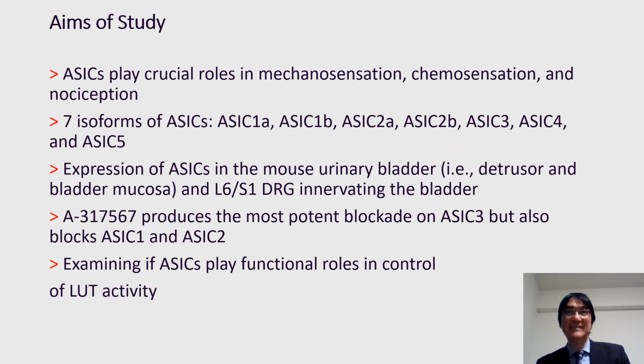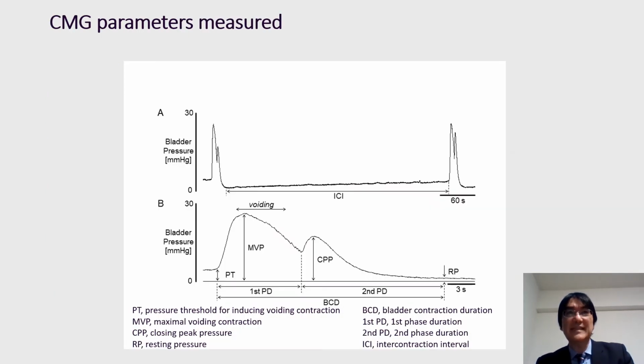This study was conducted to examine if ASICs play a functional role in control of lower urinary tract activity. We used A317567, which is a non-amiloride blocker of ASICs. This ASIC blocker produces the most potent blockade on ASIC3, but also blocks ASIC1 and ASIC2. CMG parameters measured were as shown in this slide.